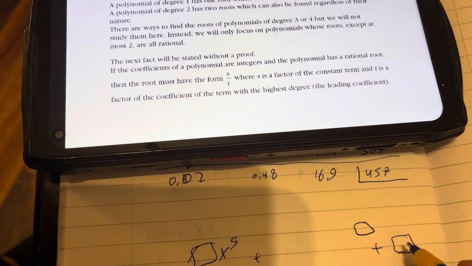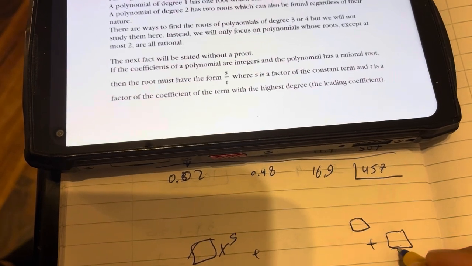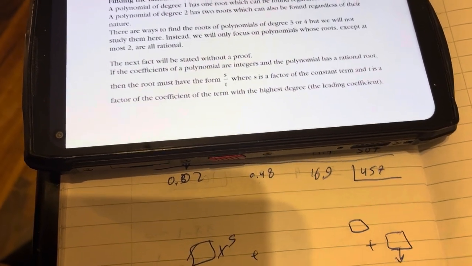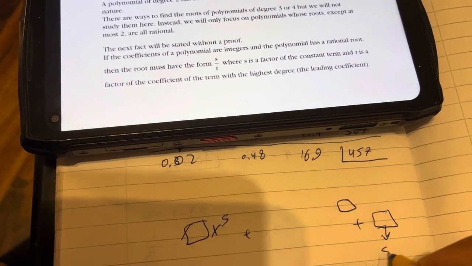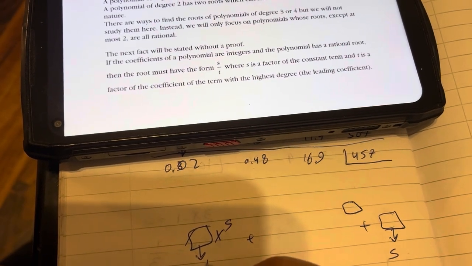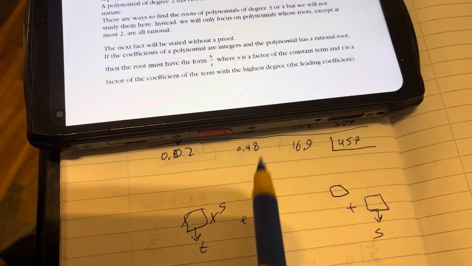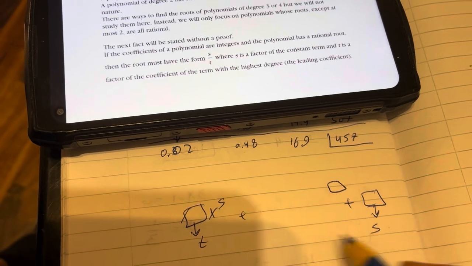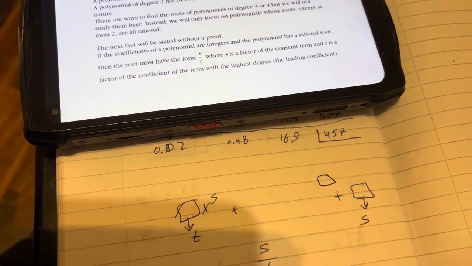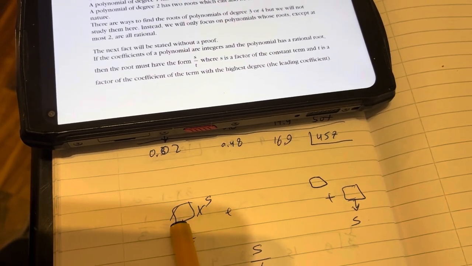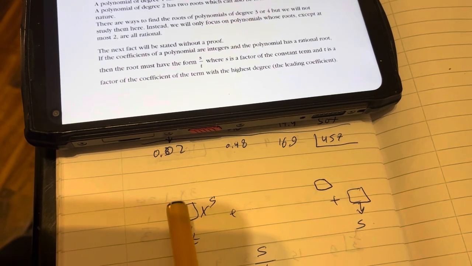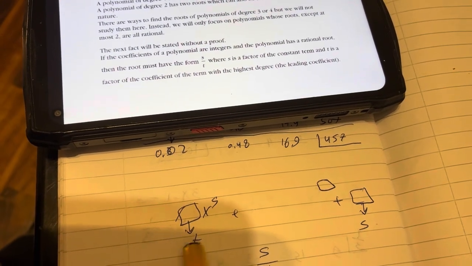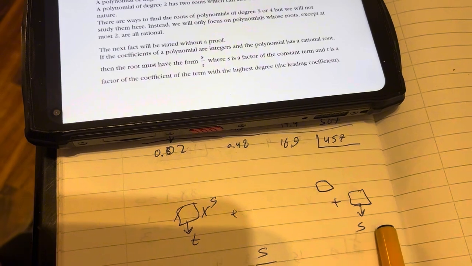So this constant has a factor, let's say s, and this one has a factor, one of the factors is t. So he's saying that the roots must be of the form s over t. So the constant over the coefficient of the highest degree, you will do the factors and you will take the factors of the constant.